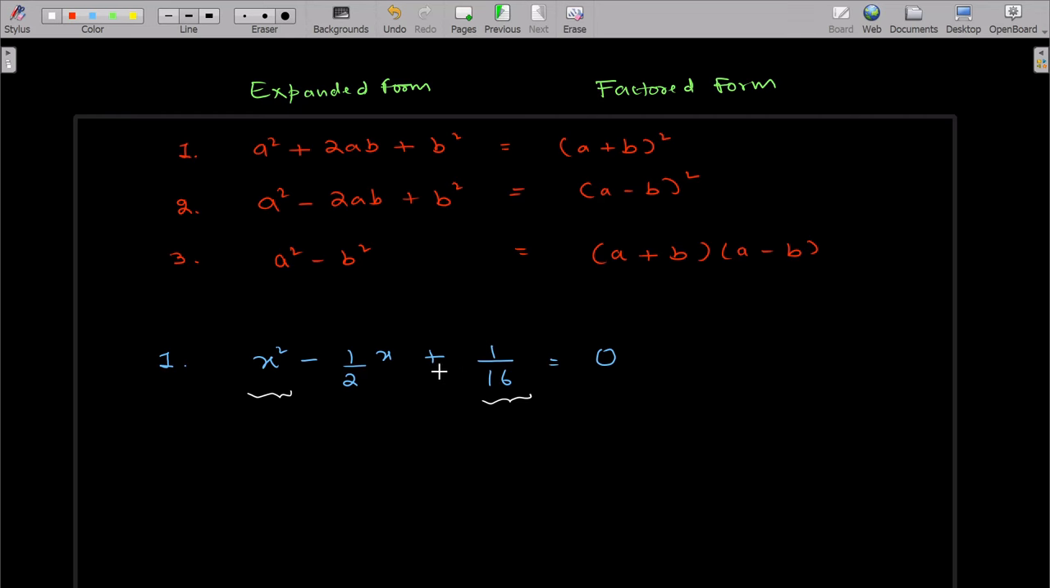Oh no, I'm not asking you to compare it with the standard form of quadratic equation. I'm not asking you to compare with this. I'm asking you to compare it with the left hand side of this identity and then tell me the values of a and b.